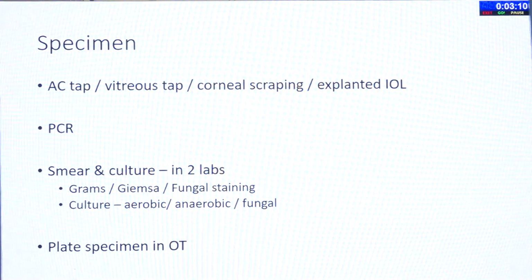And next is to obtain a specimen. Specimen is extremely important in this situation. I'll tell you why. So specimen can be AC tap, vitreous tap, corneal scraping, or an explanted intraocular lens. And then subject it to everything possible. Do a PCR to see if you are able to identify the bacteria, and then also do a smear and culture, preferably in 2 labs, so that we increase the chance of identification of the organism.